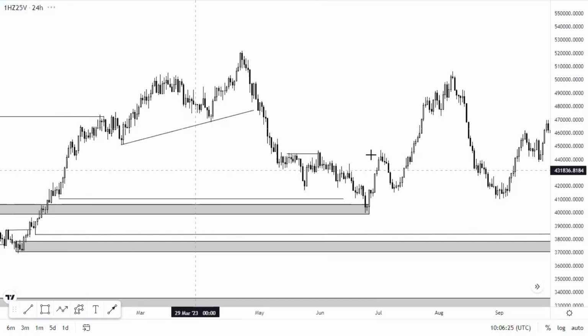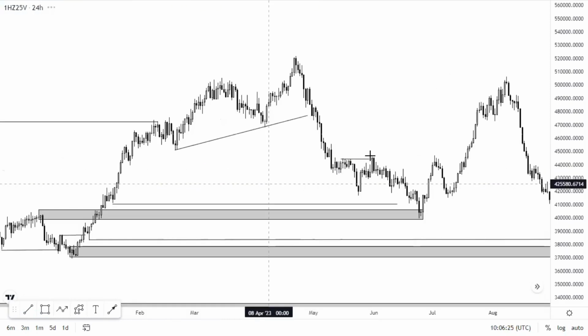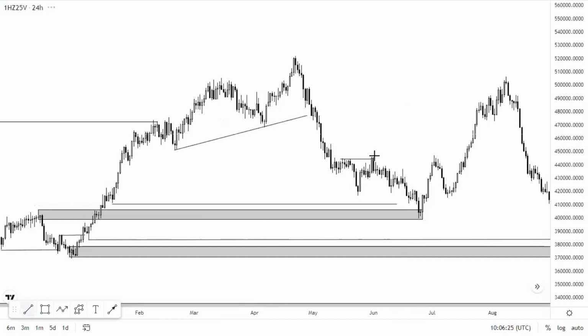So you can see the market started reacting at this point, and then we had this high broken. I explained about entry confirmation, guys. So if you're here to check it out, I'll also link it in the description box.